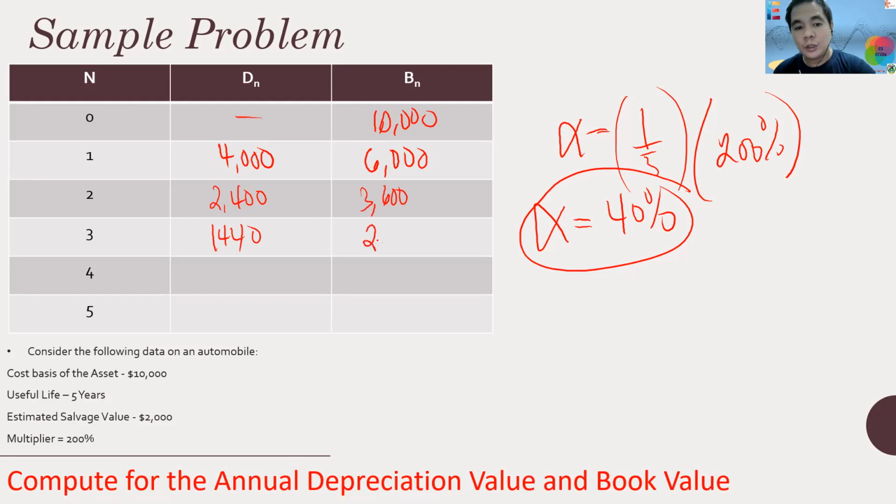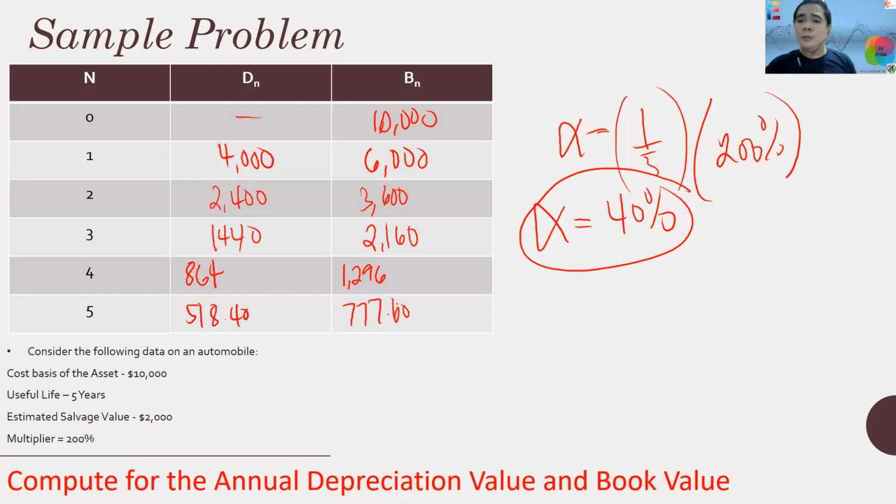This is 2,160. This is 864. This is 1,296. This is 518.40. This is 777.60. So where did we get it wrong?